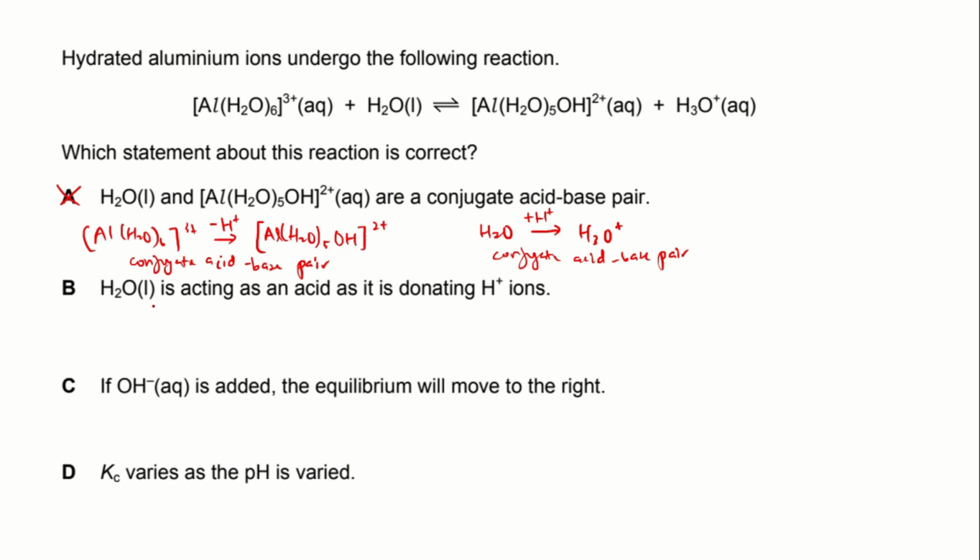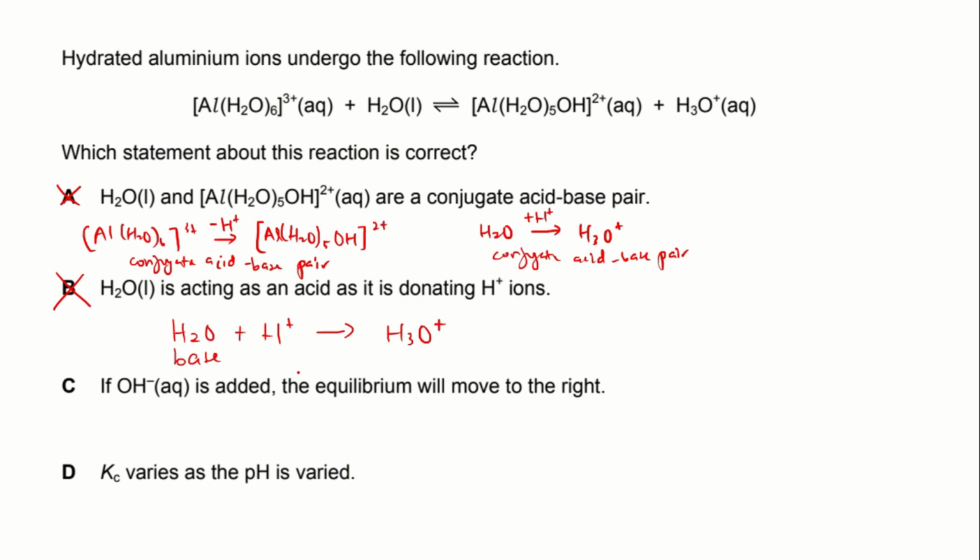B, water is acting as an acid as it is donating a H plus ion. Just now when we tried to identify a conjugate acid-base pair, we saw that water accepted a hydrogen ion to form hydronium ion. So it is actually a base that is accepting a hydrogen ion. So again, B is not the answer.